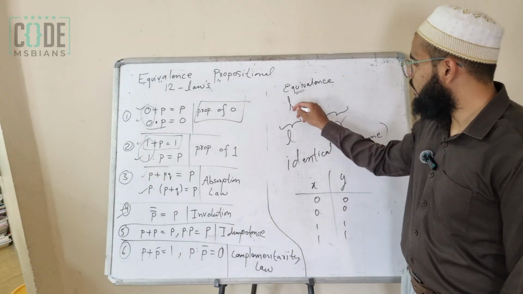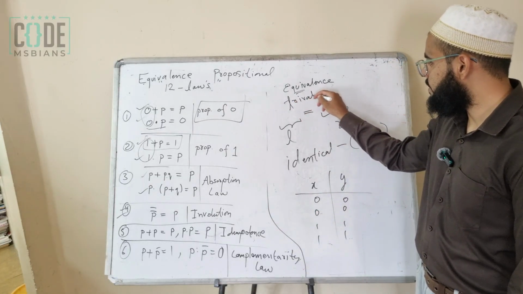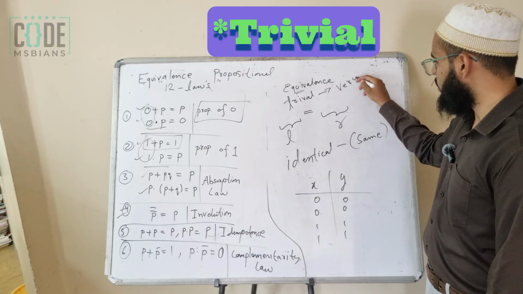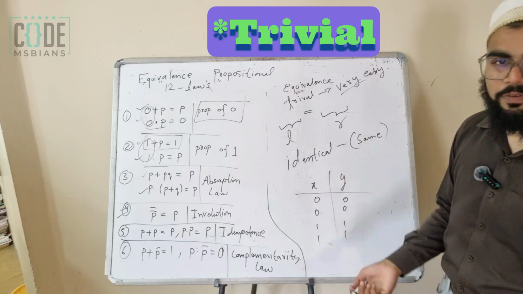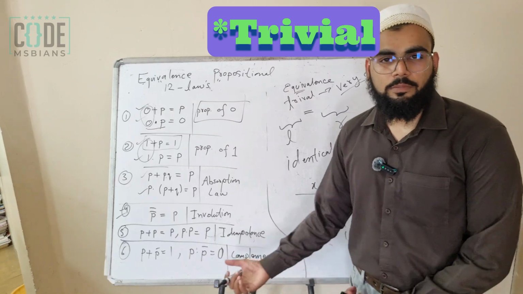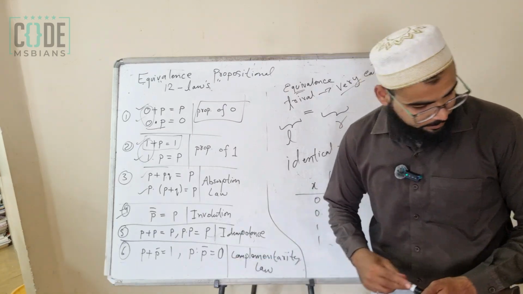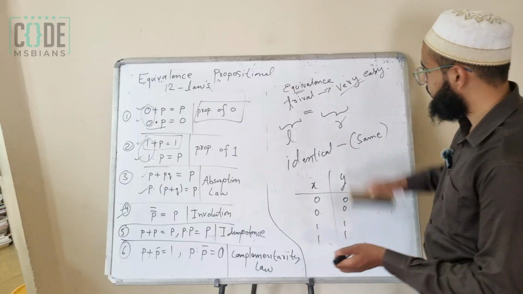One more is trivial in computer science. Trivial means something which is very easy, like computer science is very easy. So you can say that CS is trivial. Something trivial means something which is very easy. Okay, so those are some of the terminologies.